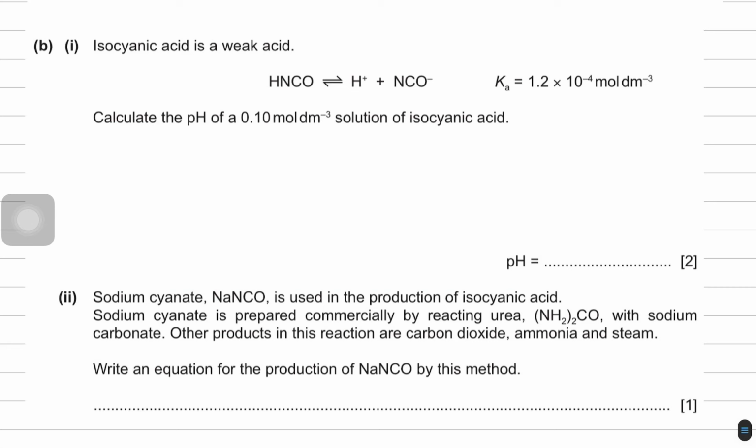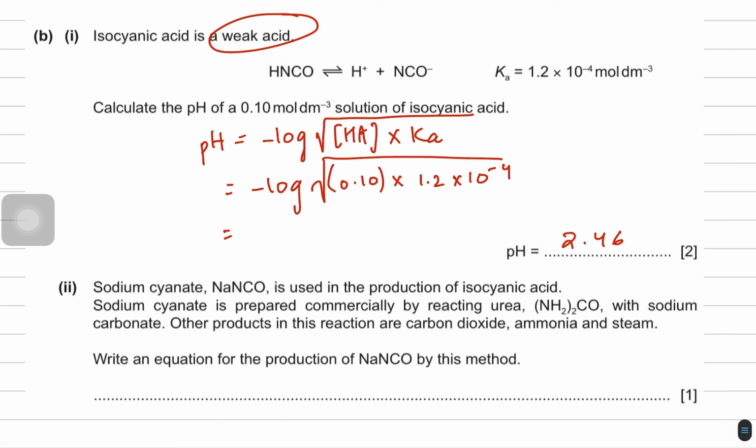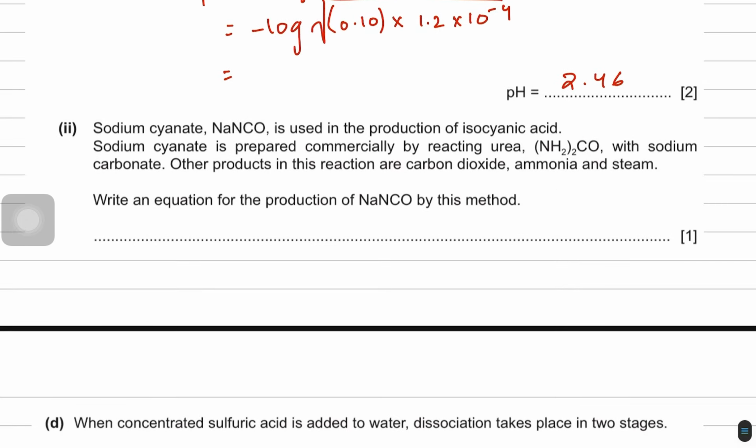Isocyanic acid is a weak acid. The Ka value is given. Calculate the pH. We have just done a simple formula like negative log of the square root of undissociated acid concentration times Ka. You have the concentration of the undissociated acid, which is 0.10 times Ka, which is 1.2 exponent minus 4. You solve it, you get 2.46 as the pH.